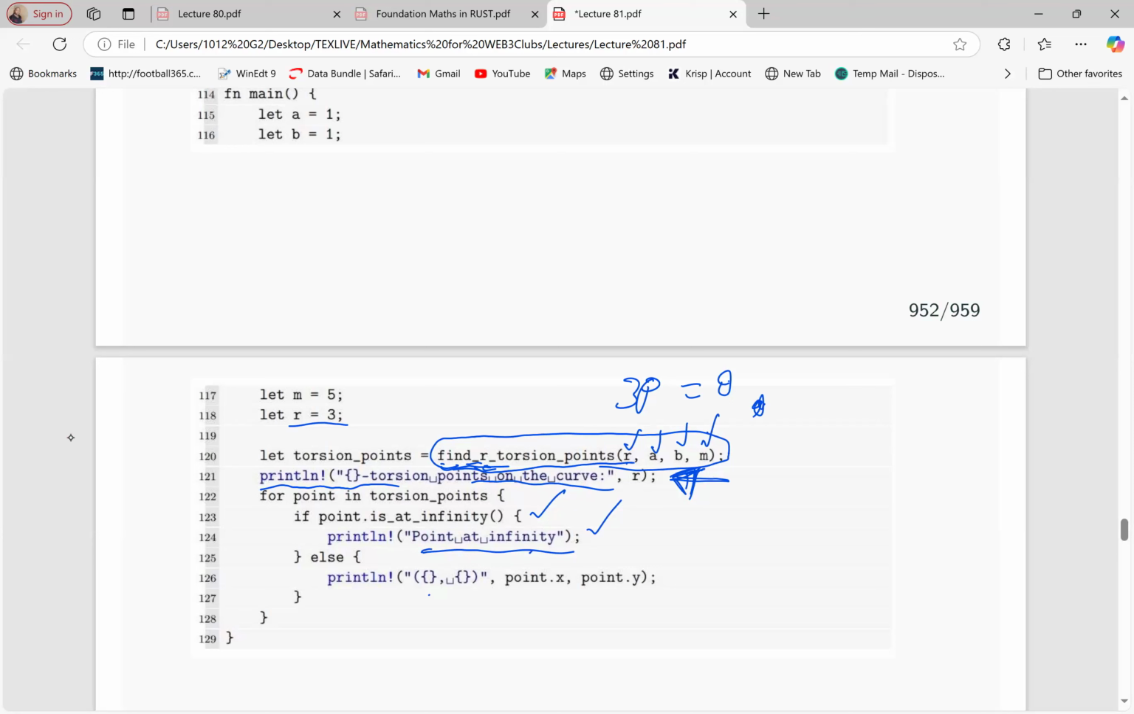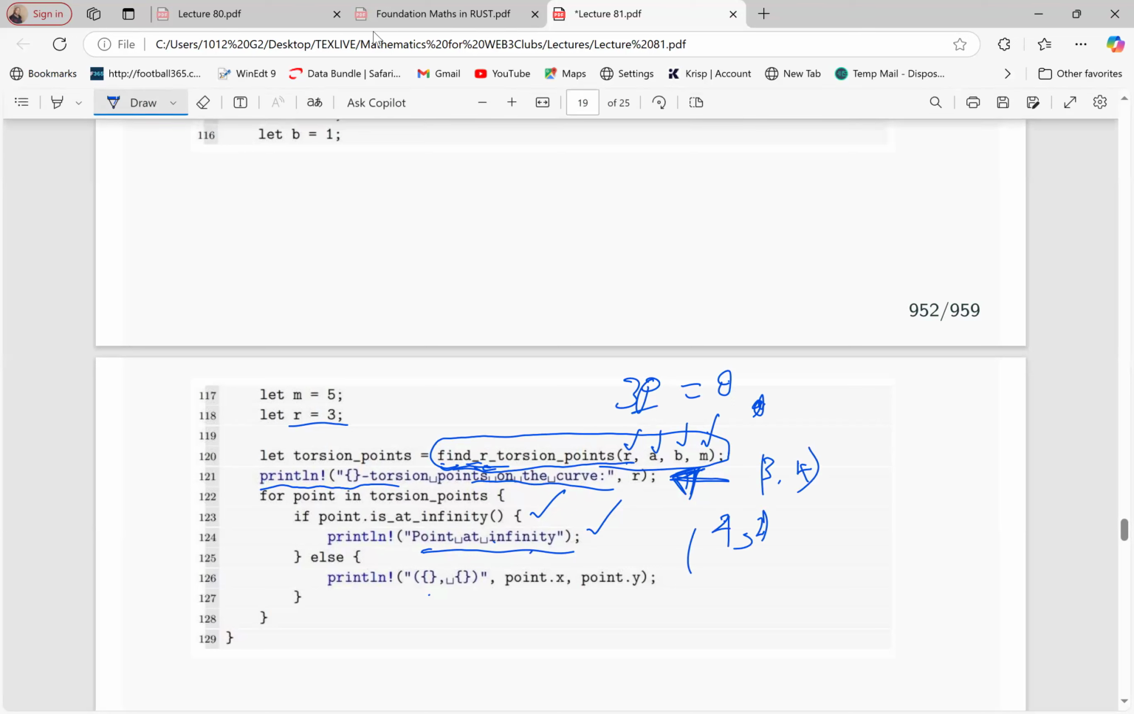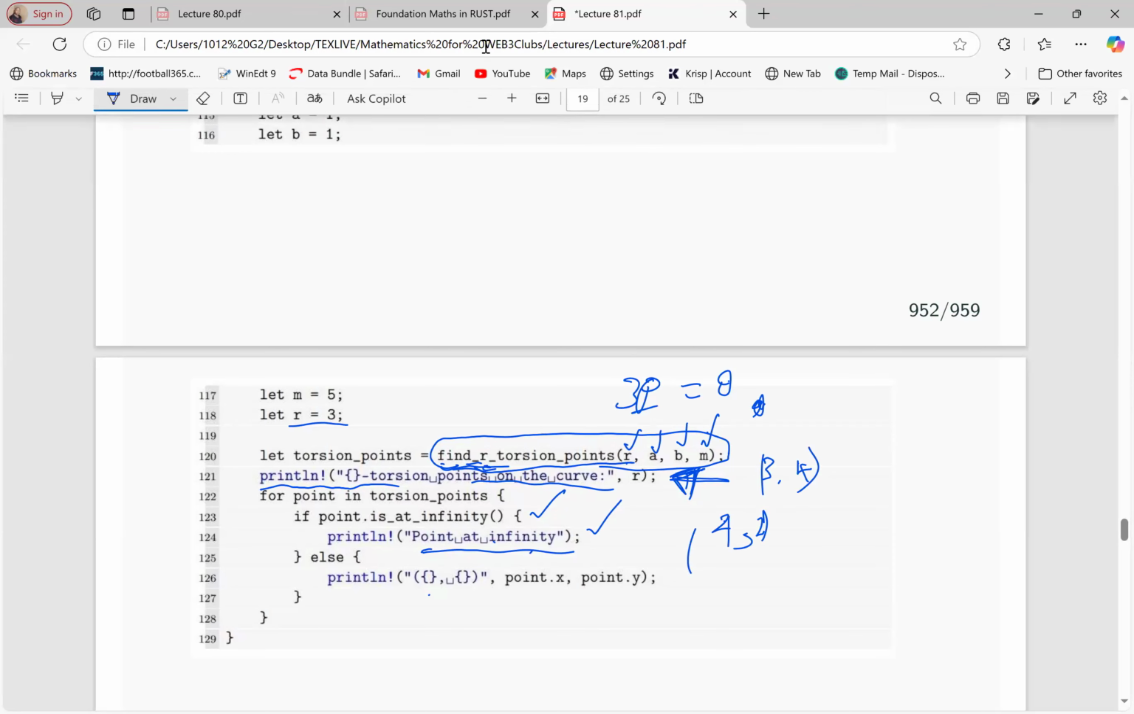Point at infinity. But if you find that these other points, like P, for example, you find is 3, 4, just write 3, 4. If you find 4, 2, just write 4, 2. So that's what I've told it. So let me just share the code, and then we'll look at the other code for finding G2.